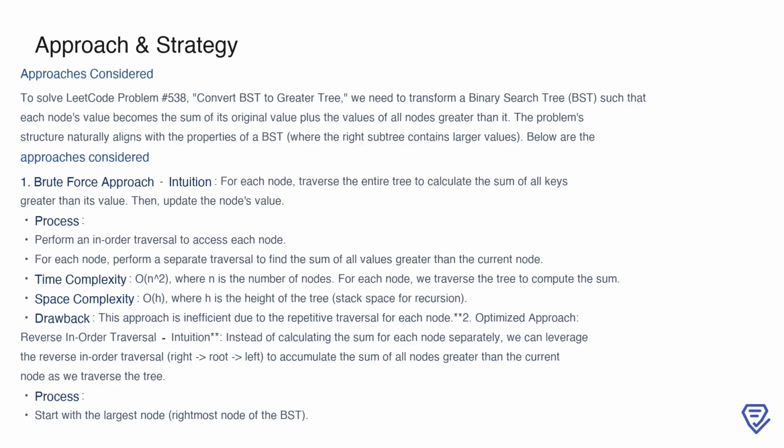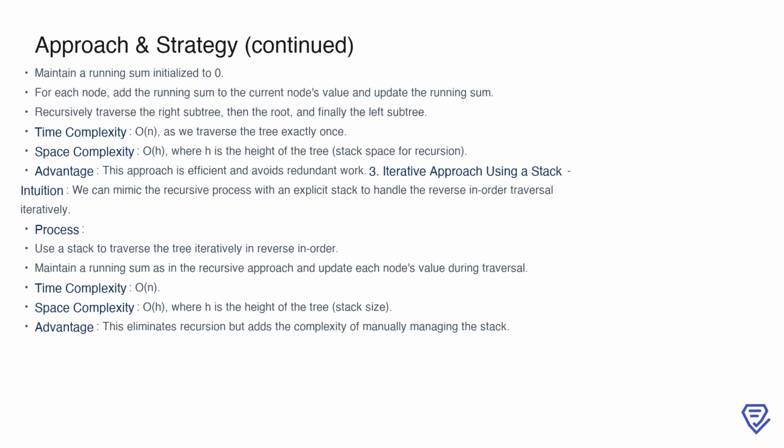Alternatively, the optimized approach uses reverse in-order traversal, which processes nodes in descending order, starting from the largest value. This avoids redundant calculations and significantly improves efficiency. In the optimized reverse in-order traversal approach, we maintain a running sum initialized to 0. As we traverse the tree in reverse in-order, starting with the rightmost node, then the root, and finally the left subtree, we add the running sum to the current node's value and update the running sum with the new value.